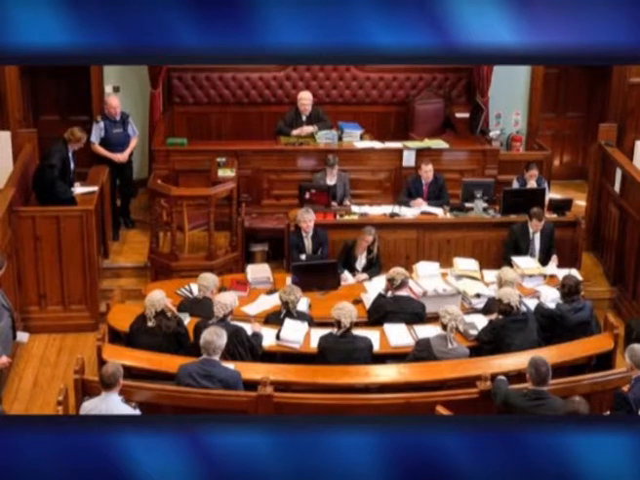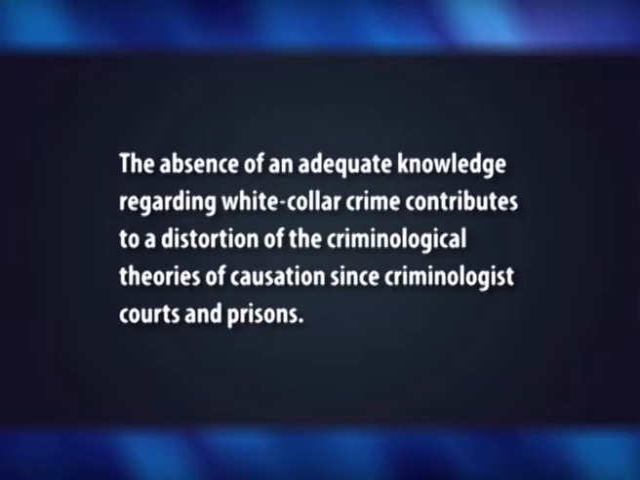Even the criminal courts are tolerant towards persons accused of white-collar crimes. The attempts made to protect society against white-collar crime are insufficient, because the efforts to make the criminal law more effective in dealing with white-collar crimes are often blocked by the vested interests of the influential violators. Further, the absence of adequate knowledge regarding white-collar crime contributes to a distortion of the criminological theories of causation, since criminologists, courts and prisons. We will now learn about the social response and criticism towards white-collar crimes.